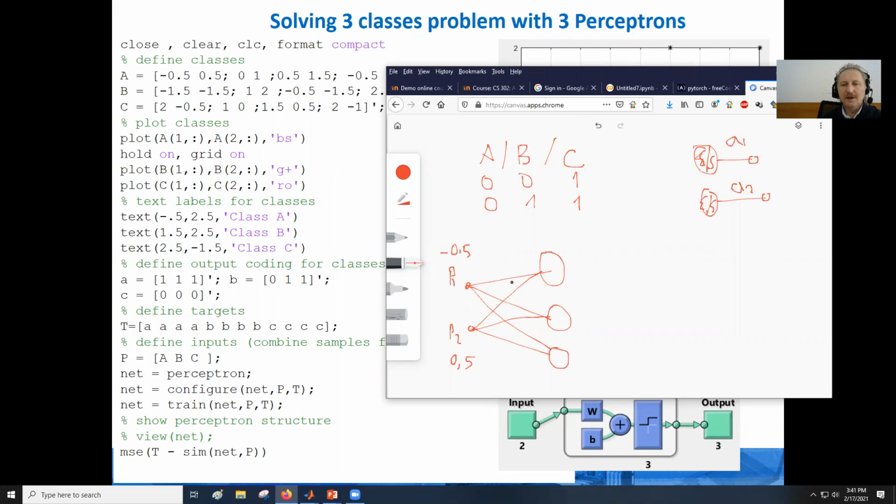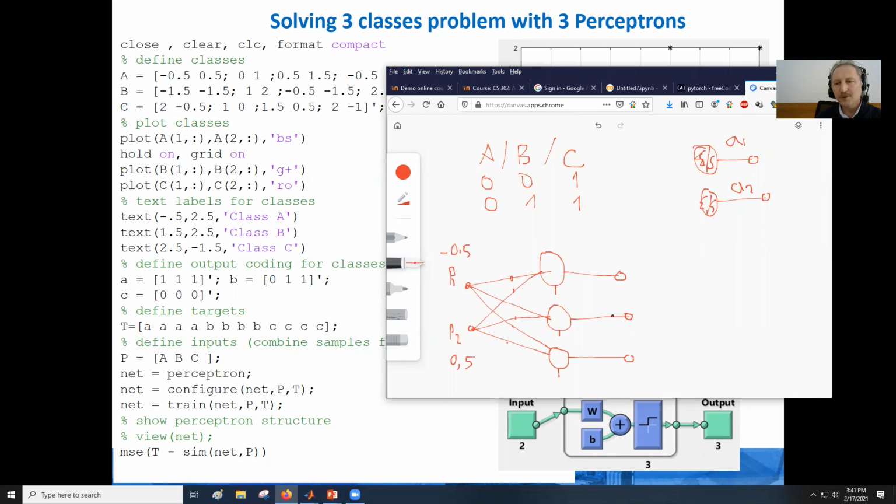How many weights do we have now? 1, 2, 3, 4, 5, and 6. 2 times 3, yes, 6 weights. And then we have 1, 2, 3 biases. And how many outputs do we have? Because we have 3 neurons, we have output 1, output 2, and output 3. Now we have 3 outputs.